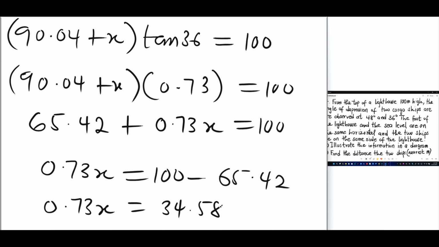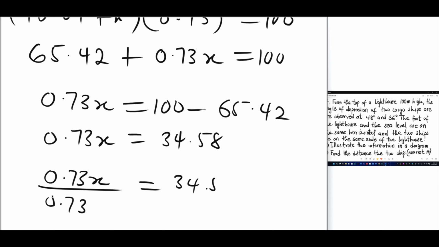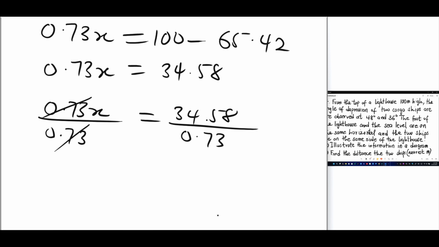34.58. All right. So what do we do now? We divide through by the coefficient of x. So 0.73x divided by 0.73, all equal to 34.58 also divided by 0.73. So when 0.73 divides itself, we get 1. 1 times x will give us x. Then you also divide the 34.58 by 0.73, and this will give us a result of 47.37. So this becomes the distance between the two ships.